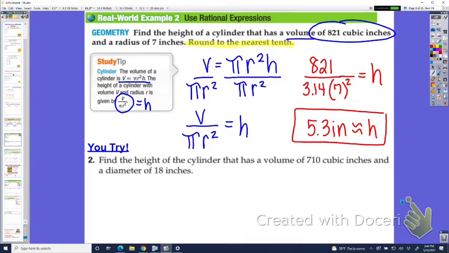So you're going to try number 2, but be careful, it's talking about the diameter of 18 inches. So you need to think of one extra step before you jump into the formula there.